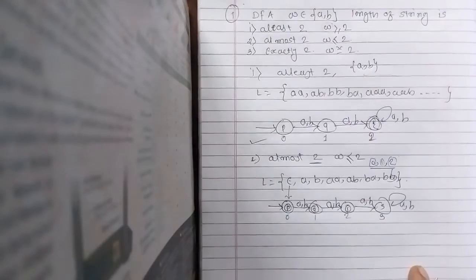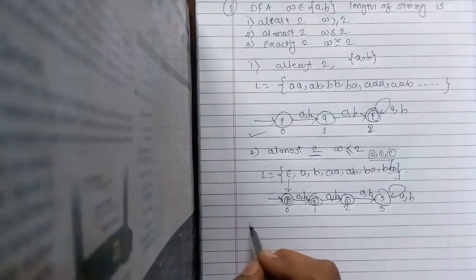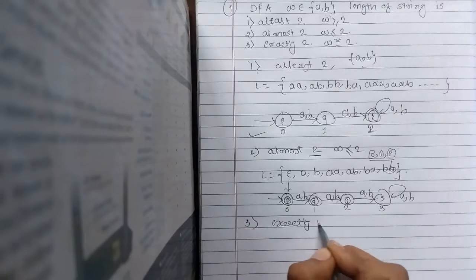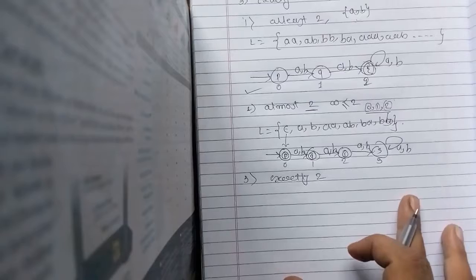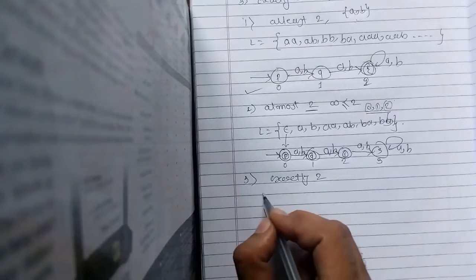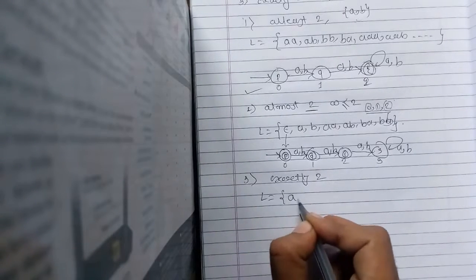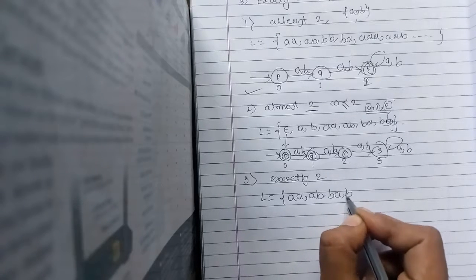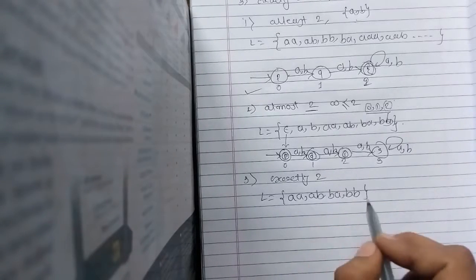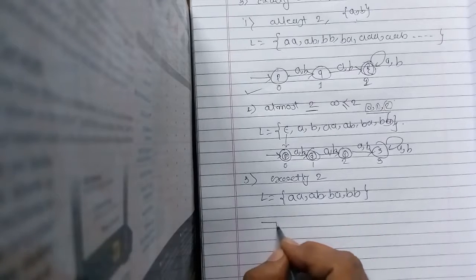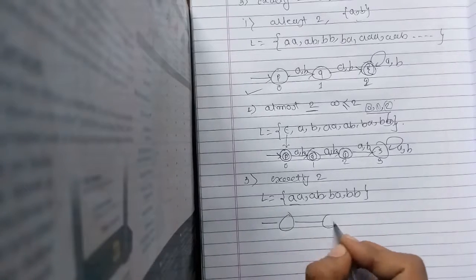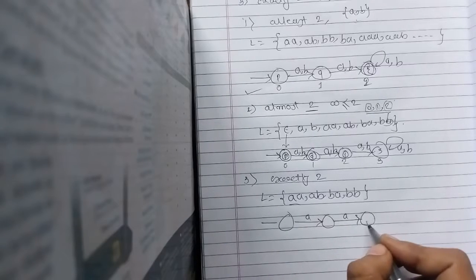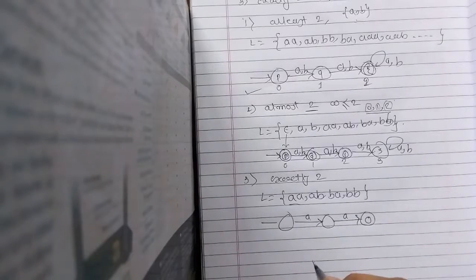Okay, come to the third one. It should accept exactly 2. Exactly 2 means only strings of length 2. So what is the language? I have aa, ab, ba and bb, right? It will accept only these strings. So let's go with the basic structure, a and a. Okay, so this is my final state.